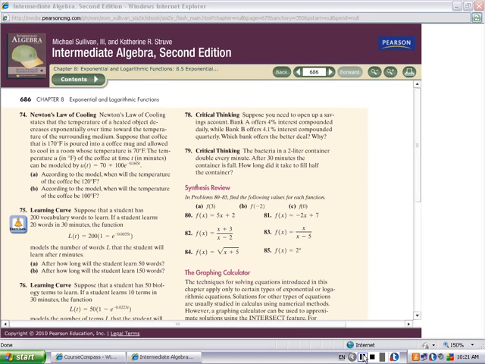But log e is 1, right? No, ln e is 1. Log with the base 10 of e is not 1. This is not 1 because the base is 10.